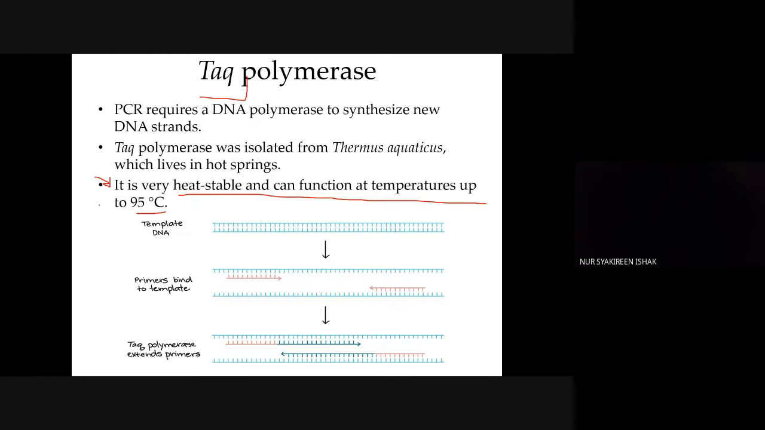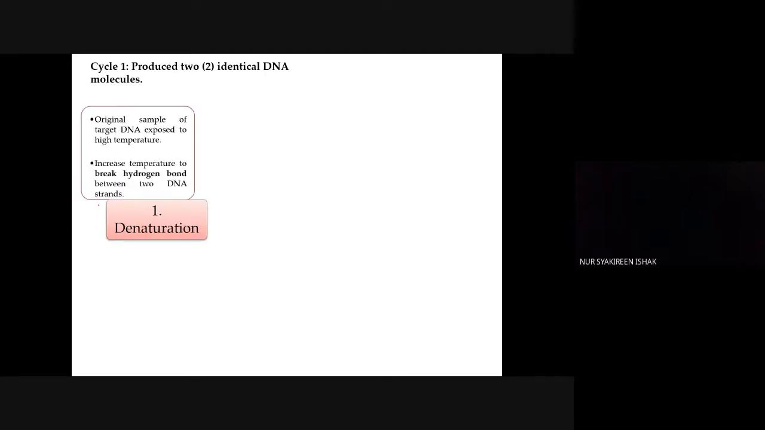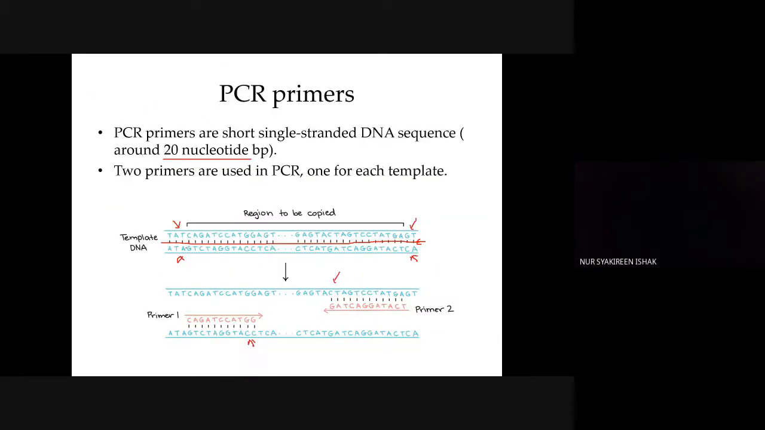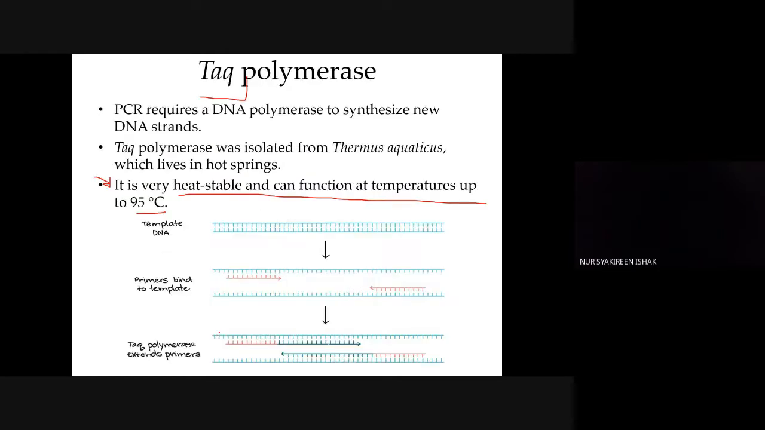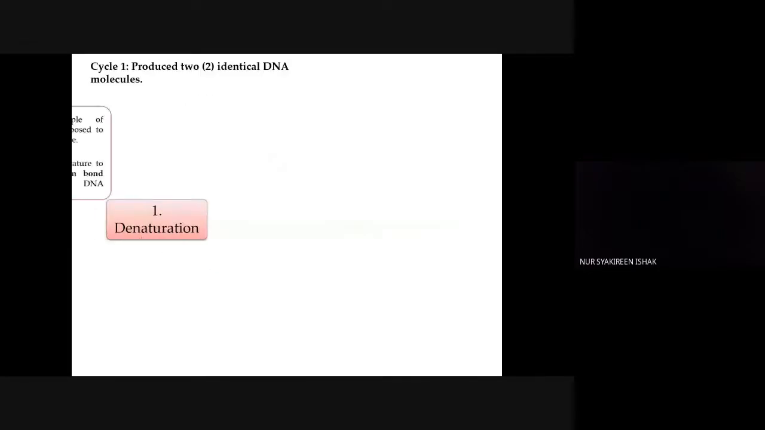Okay, why do we use Taq polymerase? Okay, so cycle 1 produces two identical DNA molecules. So the first step is denaturation. So original samples of target DNA are exposed to high temperature. Okay, so high temperature is to what? Is to break the hydrogen bonds here. Okay, to break the hydrogen bonds between the DNA molecule, so that it can become DNA templates. Okay, so that is denaturation.